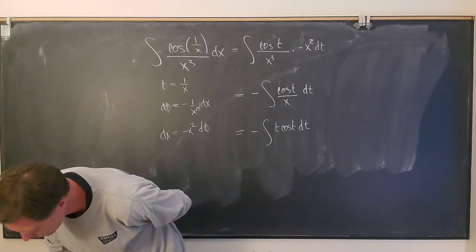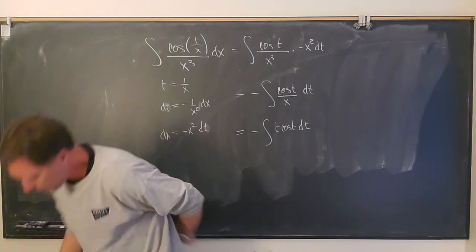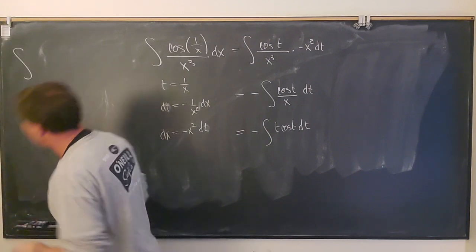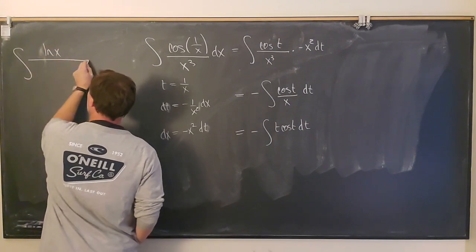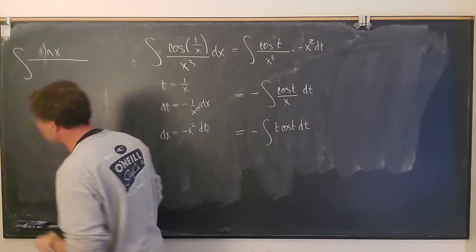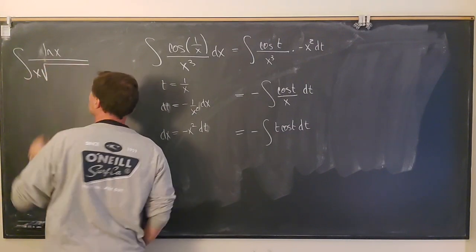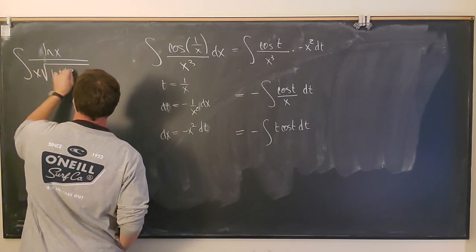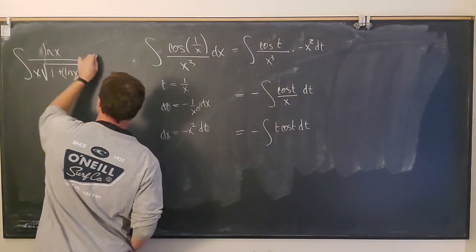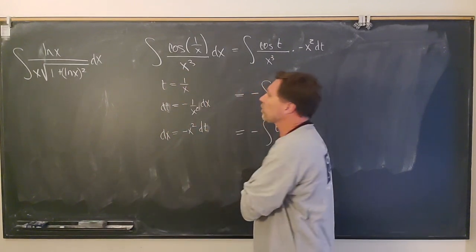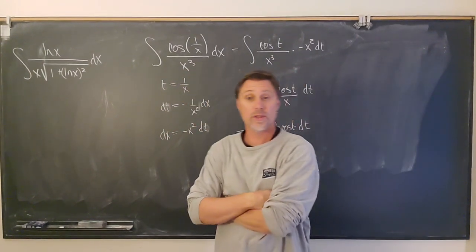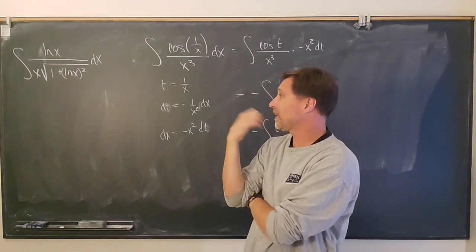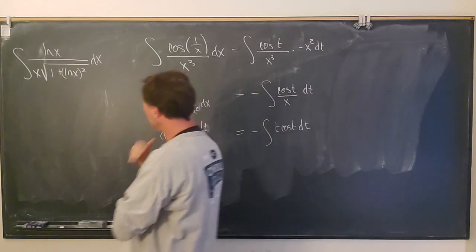How about this one? So this is integral natural log of x in the top. In the bottom, we've got x times the square root of 1 plus natural log of x squared, dx. Now notice it's got a square root in it, and when you see square roots, you often should think, oh, I wonder if trig substitution is going to come into play. Most likely it is. But first, it's not quite obvious.